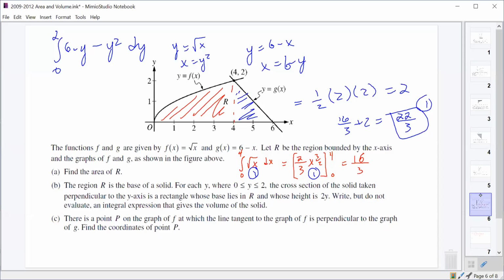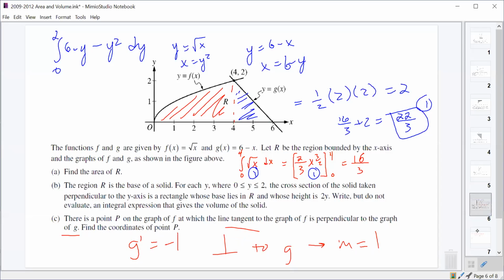The slope of the tangent line should be opposite. Right, our slope of g. So our slope of our tangent line should be the opposite reciprocal of whatever the slope of g is. Well, what's the slope of g? -1. And g prime is just -1. And so perpendicular to g must be a slope of 1.